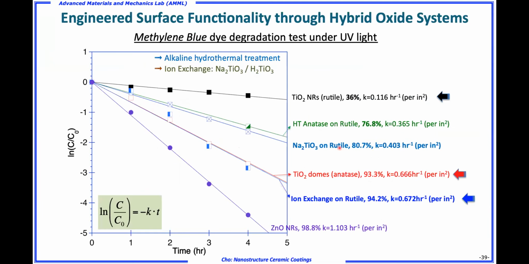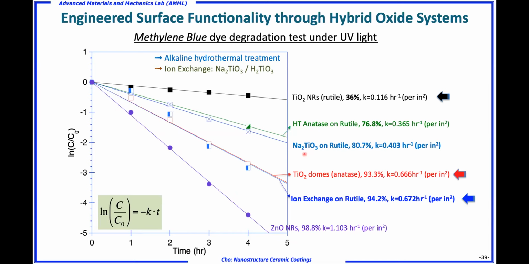And also we measured the methylene blue dye degradation testing. So the rutile nanorod itself has very poor dye degradation performance. On the other hand, the anatase dome shape textured film showed about 94% after 4 hours. So very strong photocatalytic degradation. And zinc oxide nanorod, especially on Teflon surfaces, shows really strong photocatalytic behavior, which is shown here. So by having those hybrid structures, in this case anatase and rutile through the hydrothermal processing, we improve the dye degradation performance, but still relatively small.